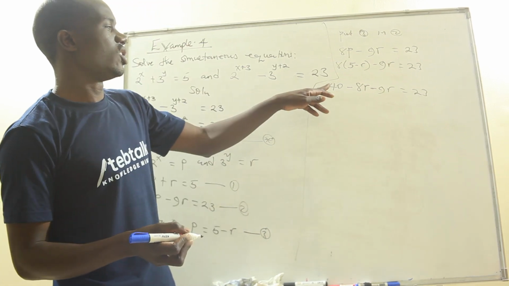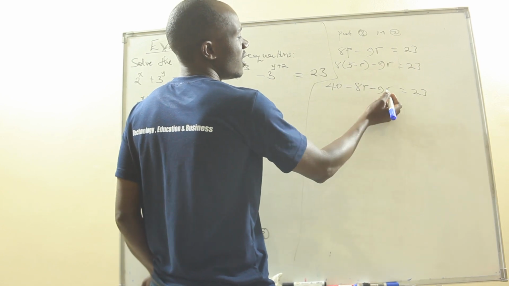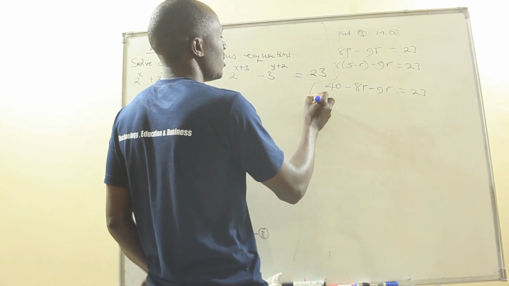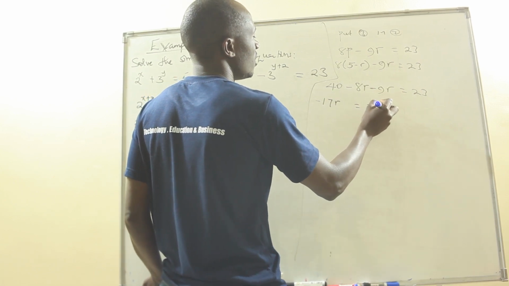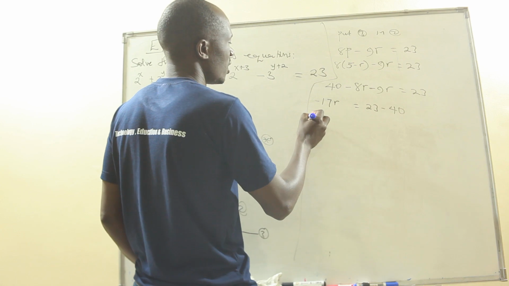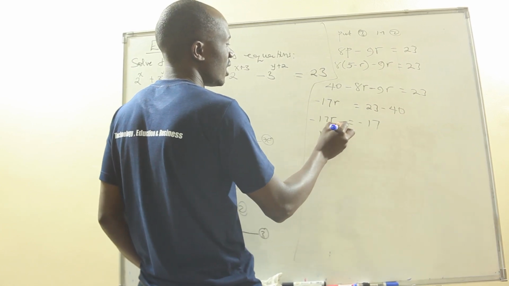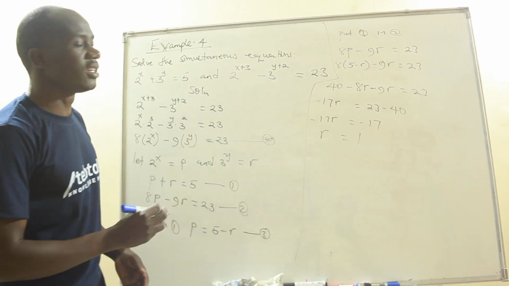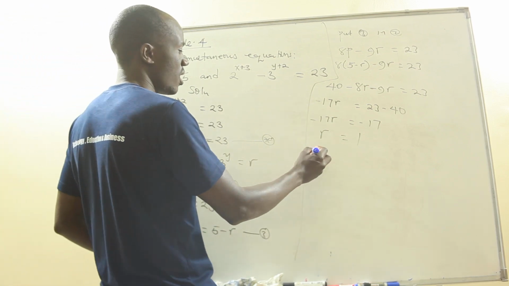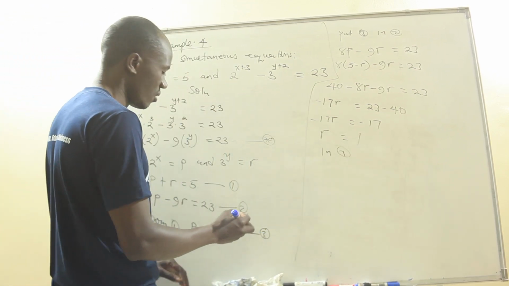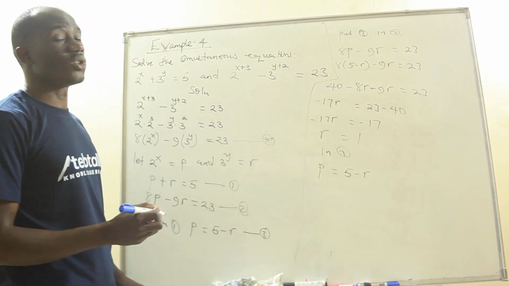So we take this one to the other side. We have remained with this minus this. 8 minus 9, we get minus 17r equals 23 minus 40. So negative 17r equals negative 17. What is r? r equals 1. After getting r equals 1, then you can substitute in an equation. I can substitute in equation 3 or in 1. In 3, we have p equals 5 minus r. Our r is already 1.